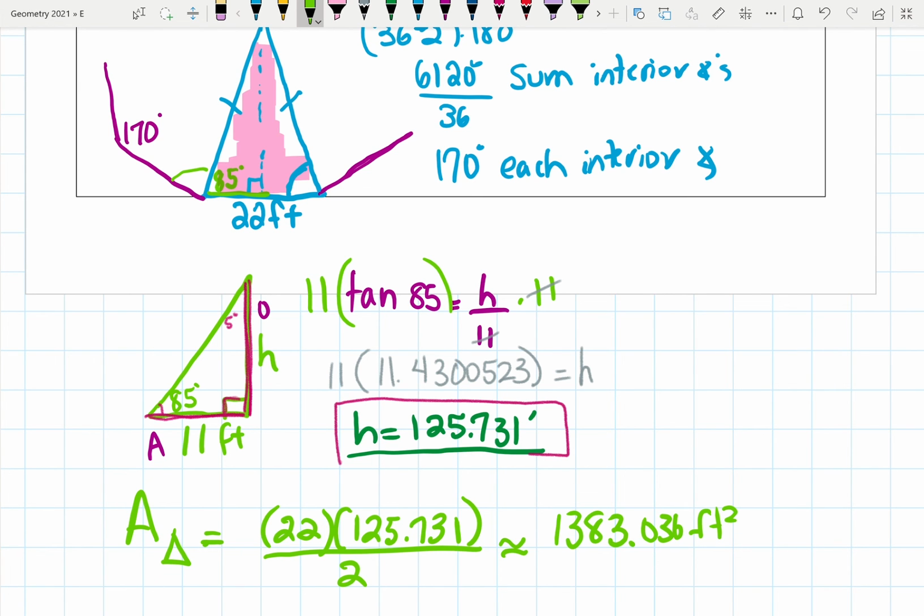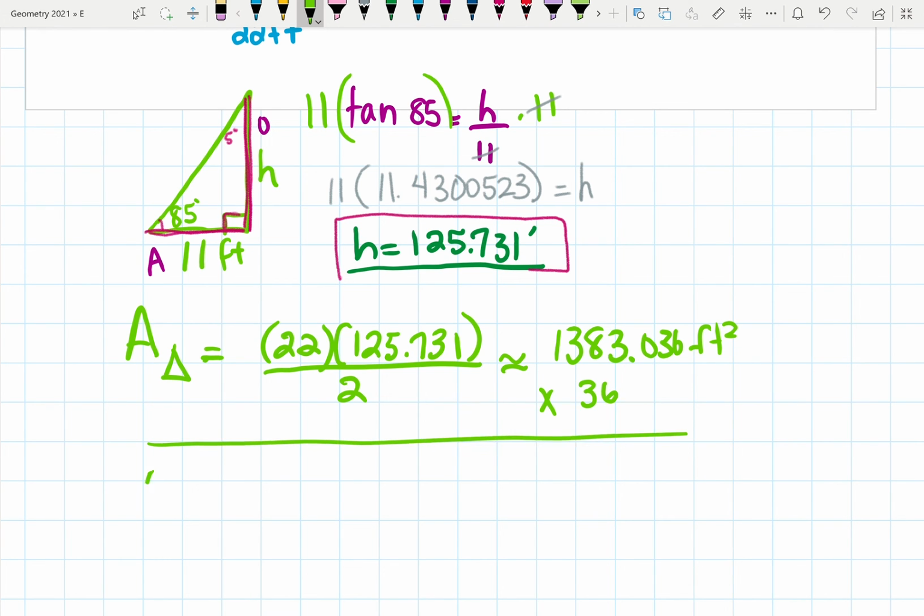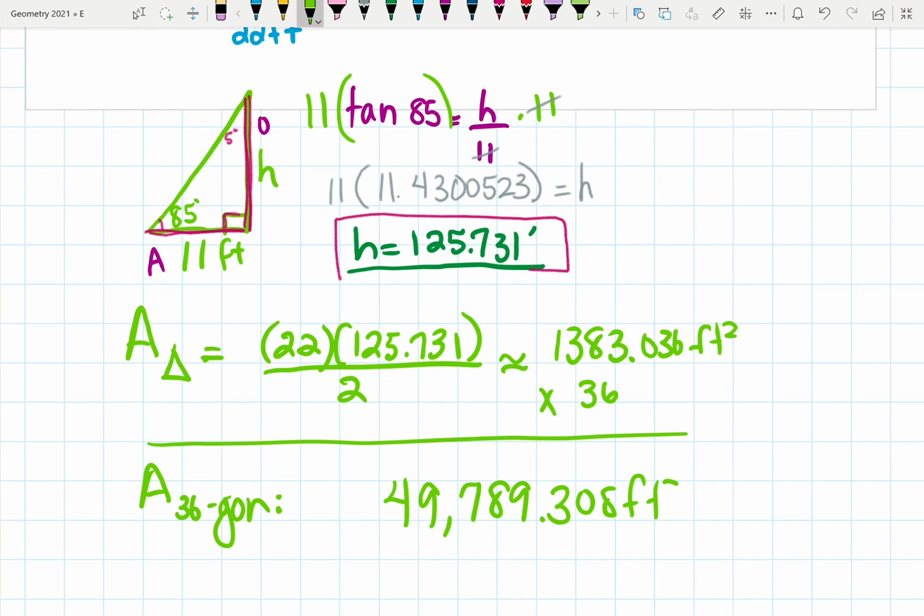Because a 36-gon will have 36 of these triangles, I'm going to multiply that by 36 to get the area of the 36-gon. And it's a big number, but that's okay. This is a big polygon. And the area of the 36-gon is 49,789.308 square feet.